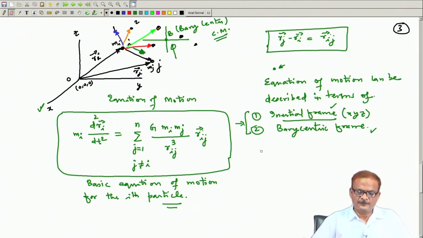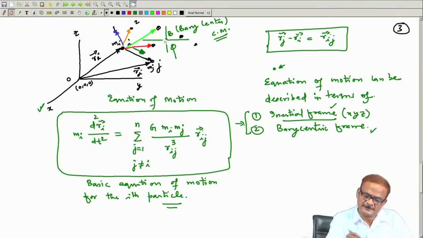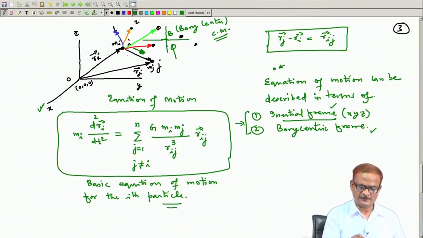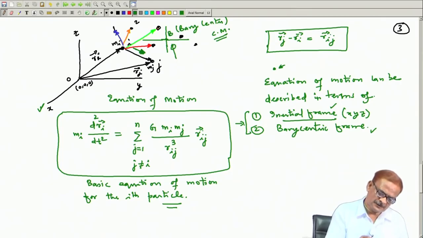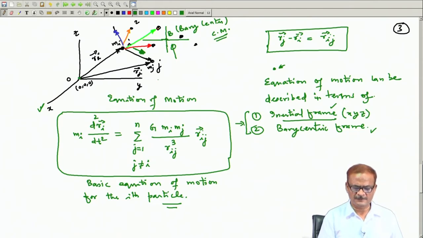However, once we are looking for the relative motion, motion can also be described with respect to the barycentric frame for the individual particles, and for the individual particle also you can write with respect to the inertial frame. We will see that there is no difference whether you choose the barycentric frame or the inertial frame. But once we are looking for how one particle appears to move with respect to another particle, that gets reduced to basically the relative motion.